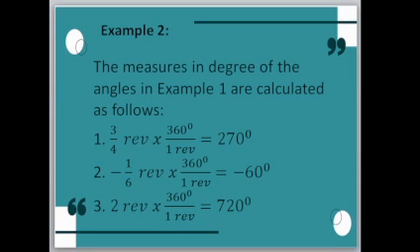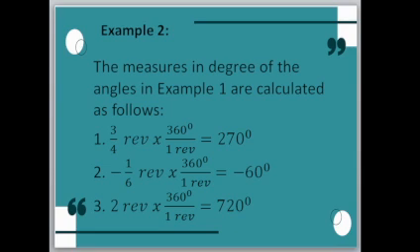So we have 3 times 360, which equals 1,080, divided by 4 equals 270 degrees. Therefore, 3/4 revolution is 270 degrees. Next is negative 1/6 revolution times 360 degrees over 1 revolution.